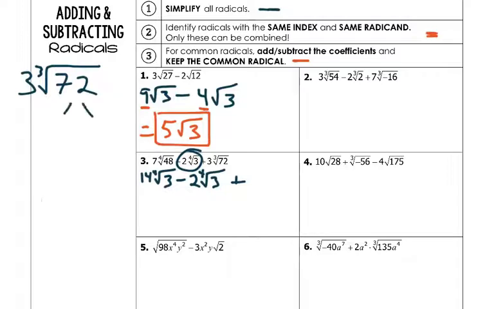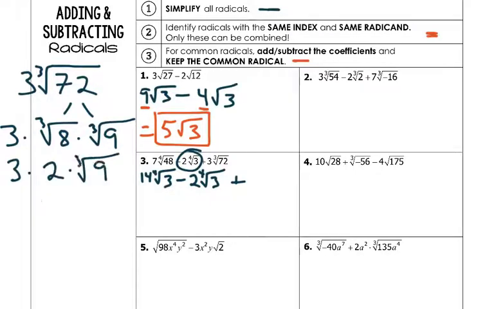But we do have a perfect cube that is a factor of 72, which is 8. So we have 3 times the cube root of 8 times the cube root of 9. The cube root of 9 is not a perfect cube, by the way, right? 3 times 3 times 3 is not 9. But 2 times 2 times 2 is 8, so the cube root of 8 is 2. So this is 3 times 2 times the cube root of 9. So we're left with 6 cube root of 9 right here. I'm going to write that 6 cube root of 9.